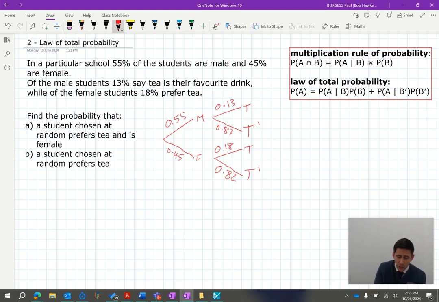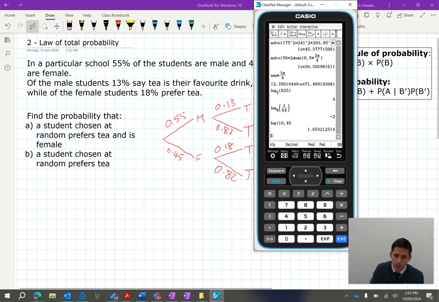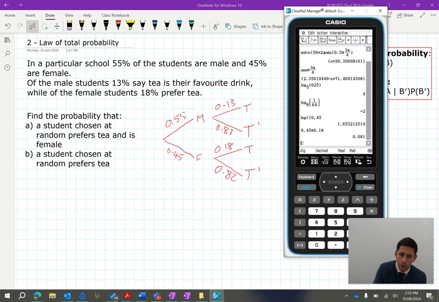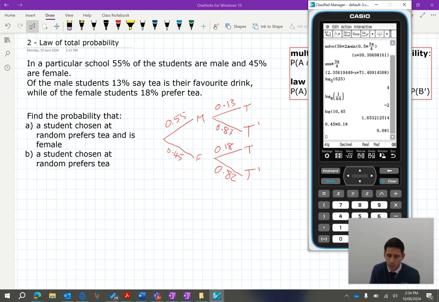You'd be familiar with using tree diagrams to work out probabilities. You can multiply along the branches, and it gives you a really neat way to enumerate all the different ways of getting a particular combination of outcomes. So if we want the probability that a student chosen at random prefers tea and is female, we would go along the branch for female, which is 0.45, and then 0.18. I'll grab my class pad and write down that probability. So 0.45 times 0.18, and hit execute. We've got 0.081.